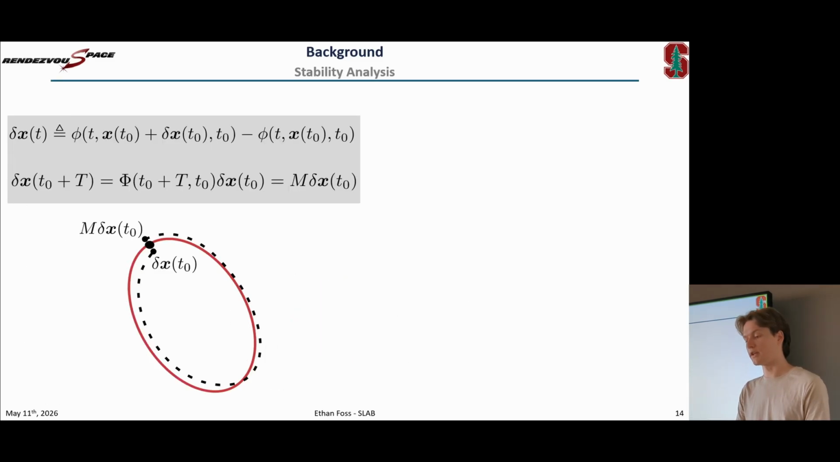Another aspect we're interested in is stability analysis. Say that we have some periodic orbit and we want to generate relative motion about it. How would we go about doing this? The technique that we use leverages something called a monodromy matrix, which is essentially the state transition matrix of the dynamical system propagated for one period. This encodes discrete stability properties of our orbit.